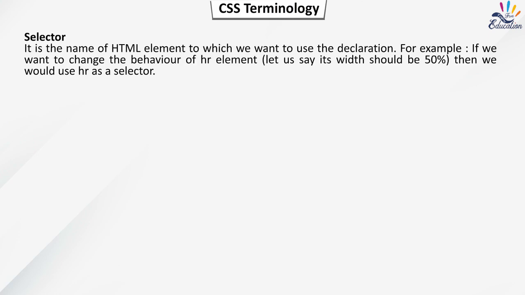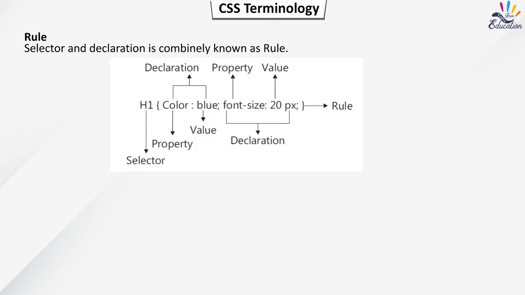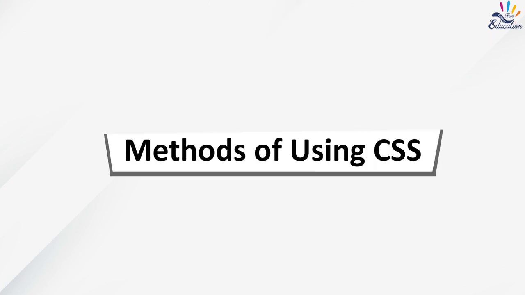It is the name of the HTML element to which we want to apply the declaration. For example, if we want to change the behavior of the HR element, let us say its width should be 50%, then we should use HR as a selector. Selector and declaration are combinedly known as a rule.